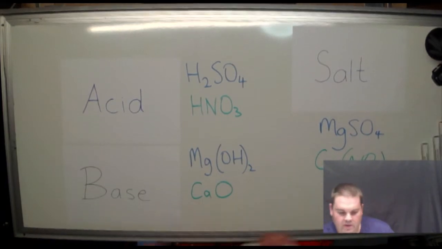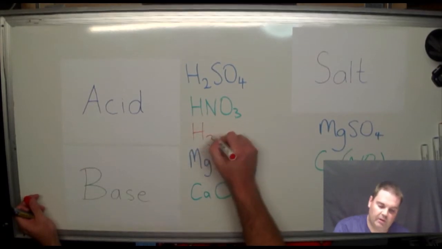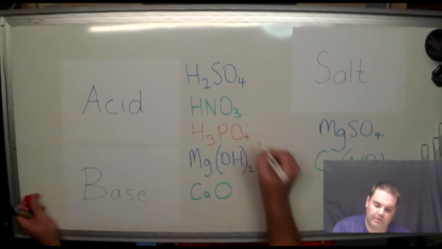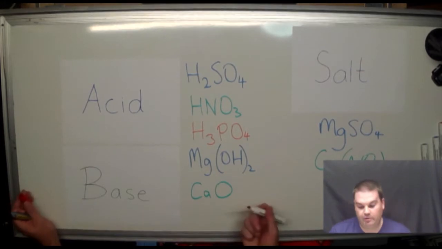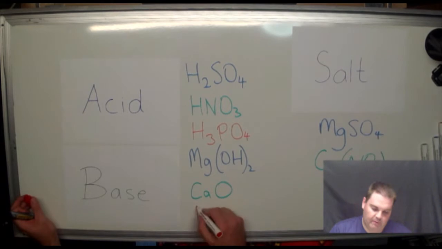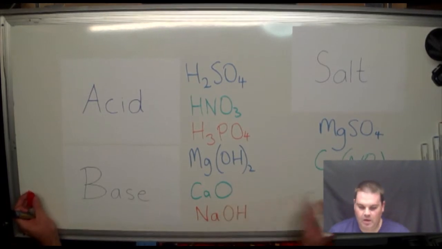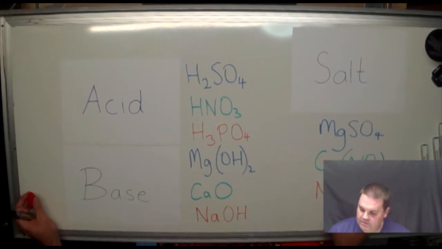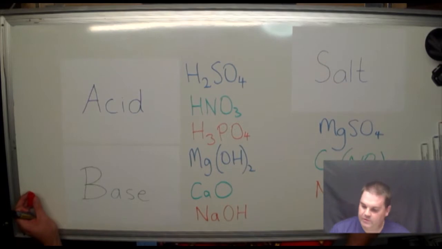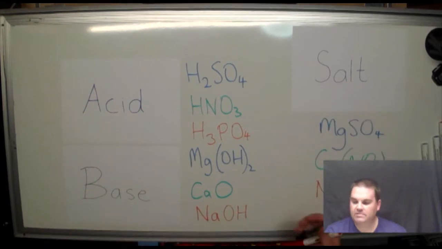Final one I'm going to show you is the red one here, so I'm going to go with another acid. This time we're going to go with phosphoric acid, H3PO4, and I'm going to react that with another base. Doesn't really matter which one we choose. For this one I'm going to do some sodium hydroxide. What we're going to get there is sodium and then our phosphate, PO4. So hopefully you can see acid-base gives us salt.